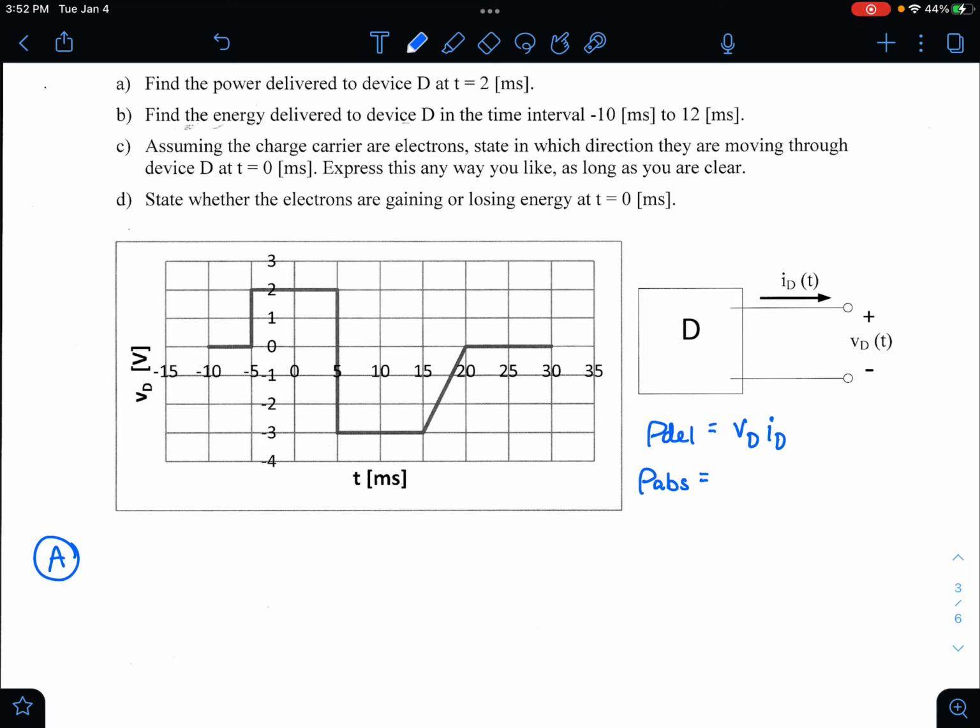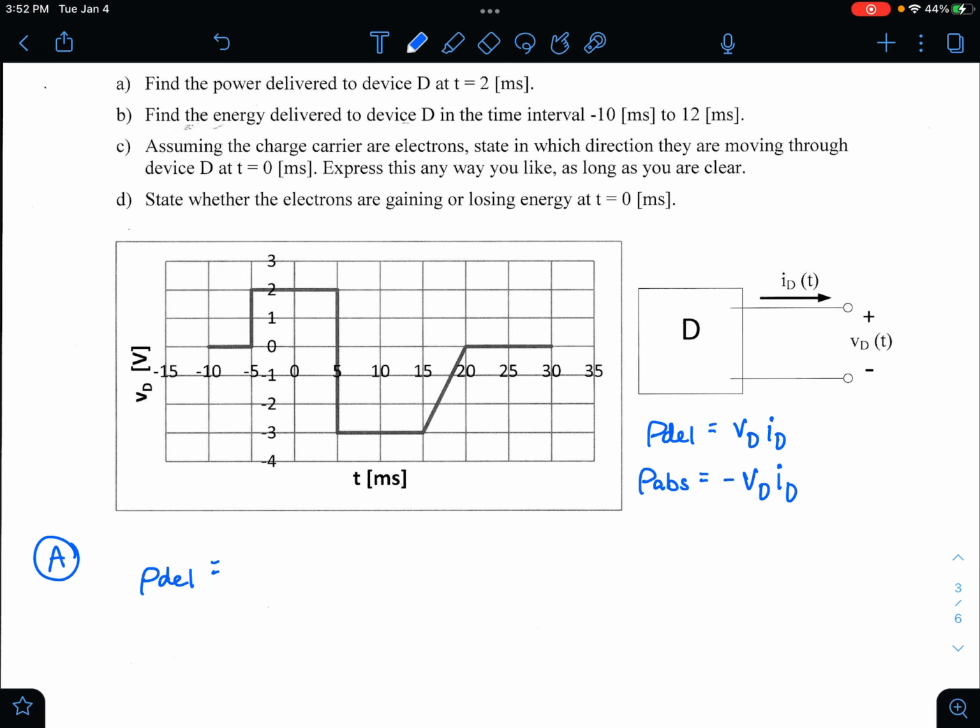The power absorbed in this case would equal minus voltage times current. And if the current was going the opposite way, obviously those would flip. So they're asking us to find the power delivered, so we use that formula.